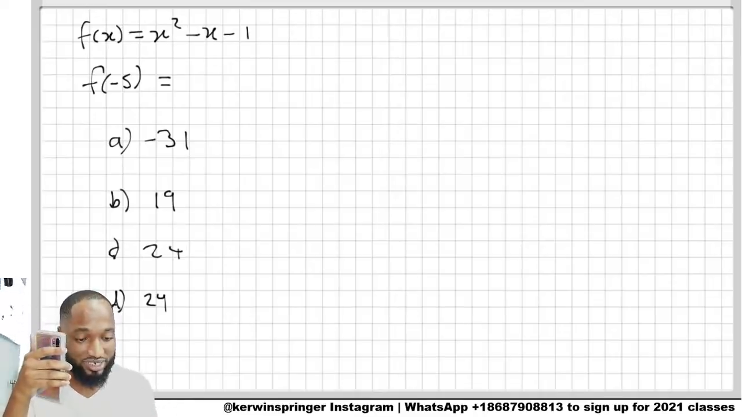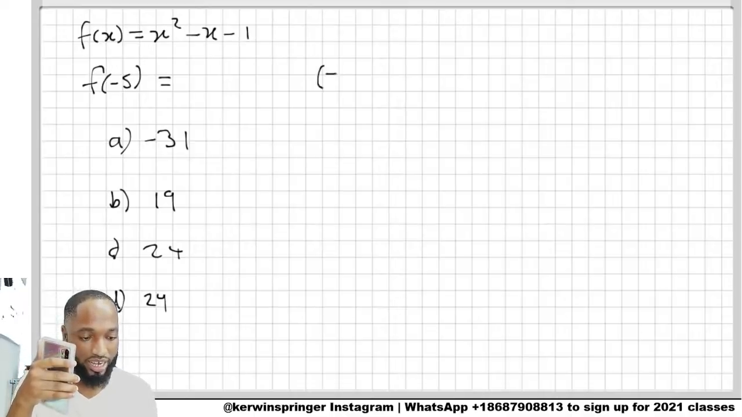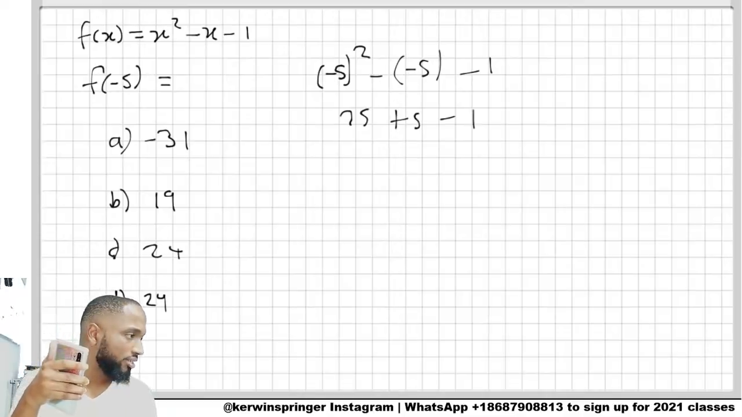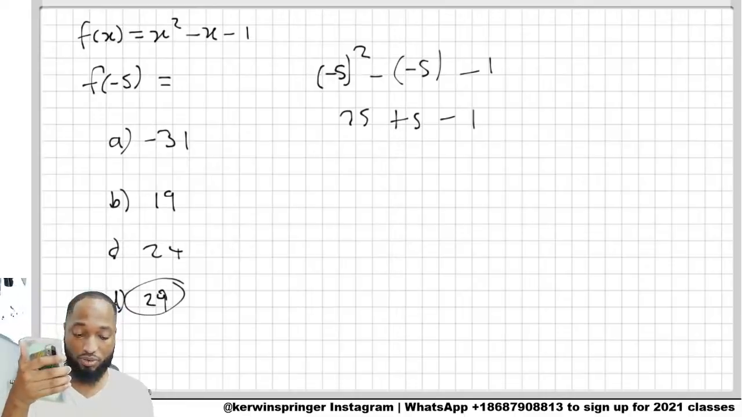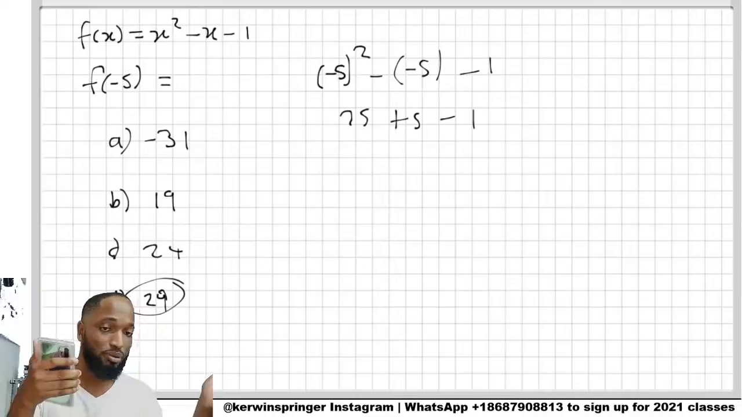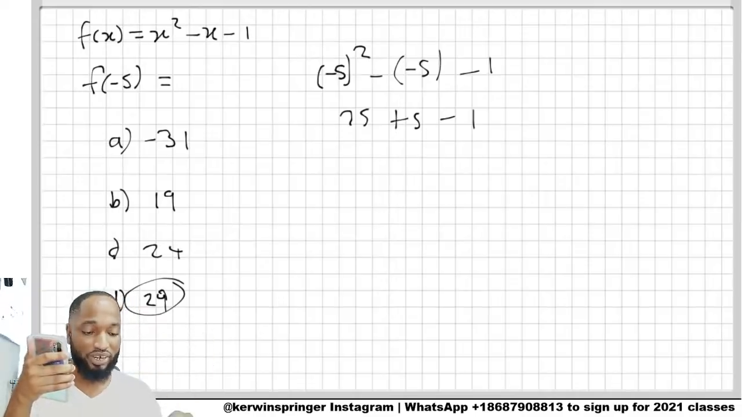Oh, G's and H's. So what you're going to do is put your negative 5 inside this. So you're going to get negative 5 squared minus negative 5 minus 1. 25 plus 5 minus 1, 29. That is, if D is 29. Hopefully D was 29. So 29. Some people didn't see D properly, so they just wrote 29.